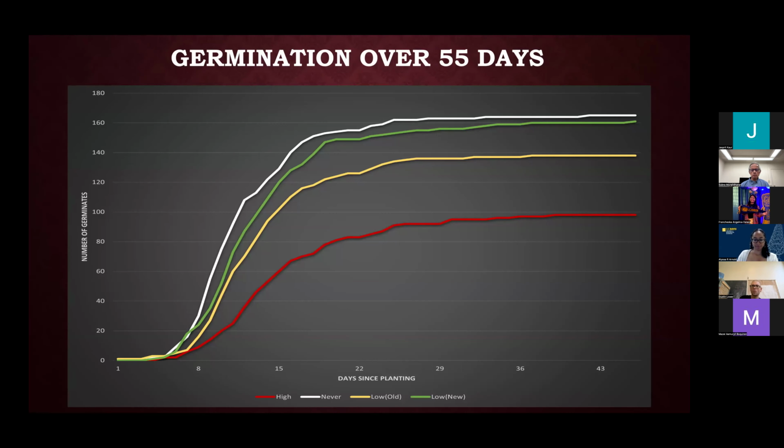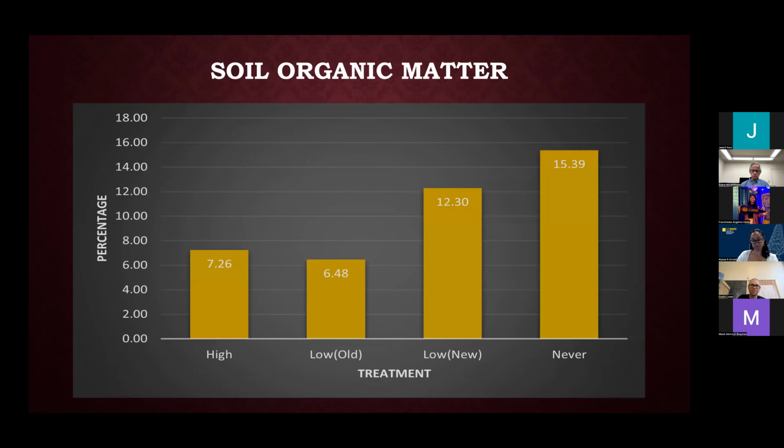So the first thing I looked at was germination rate over 55 days, with number of germinates on the y-axis and days since planting on the x-axis. The different colors are just the different burn treatments, with the white being never burned, green being one of the low ones, and yellow being the low old one with the least recent fires. The red being the high severity fire. And as you can see, there was a definite impact on germination based on the severity of the fire. And that gave me a little indication that I might be onto something with regards to fire severity.